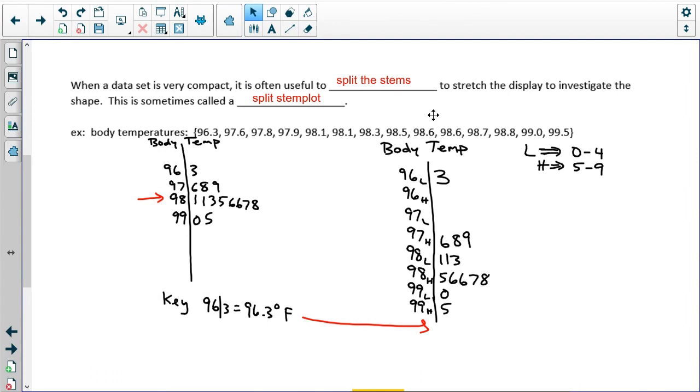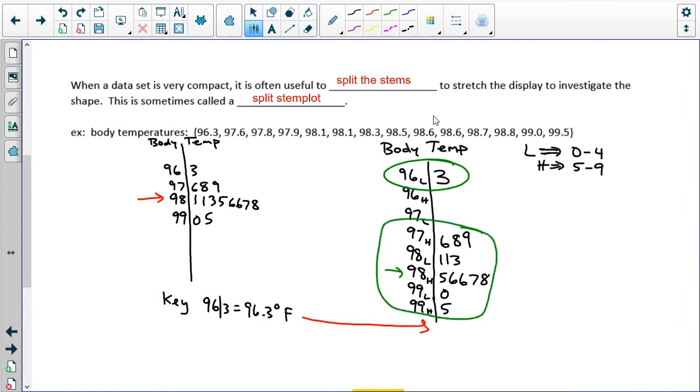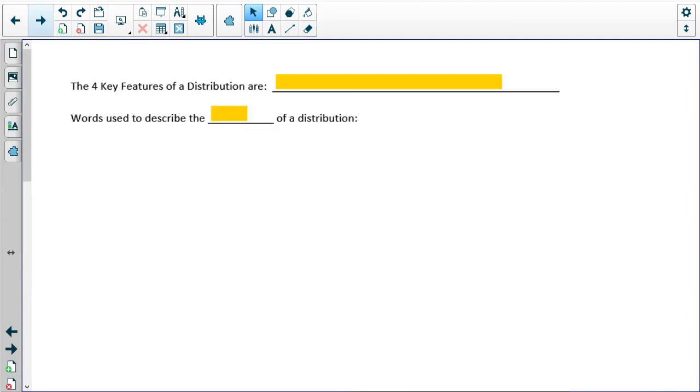What becomes much more obvious when we space this out is that there are still a lot of 98.5 through 8, and that this person's in big trouble. When we look at this, they're very cold. There's nobody else within 1.3 degrees of them, and pretty much everybody else is within 2 degrees of each other. So, because that's the case, we would be very concerned about this person that has a 96.3 degree temperature. That's one of the benefits of the split stem plot in a situation like this.